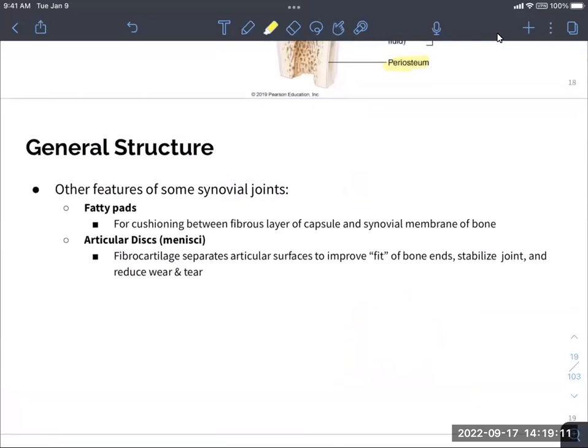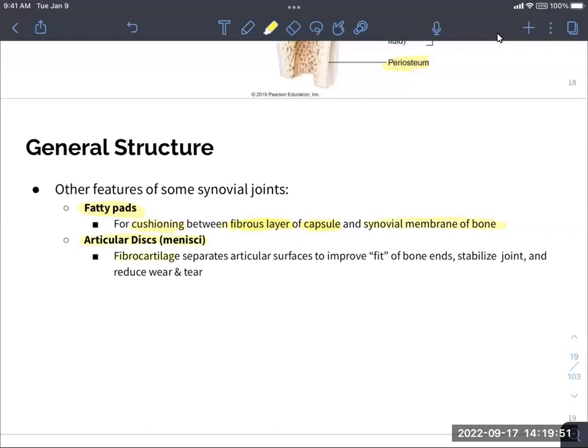So sometimes, depending on where it's located, we have fatty pads. These fatty pads are kind of like a cushion. They're between those fibrous layer of the capsule and the synovial membrane of the bone. So you actually have fat pads behind your elbow up a little higher to help kind of protect a little bit. Or they can have articular discs.